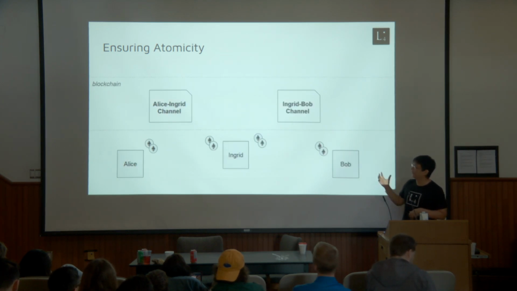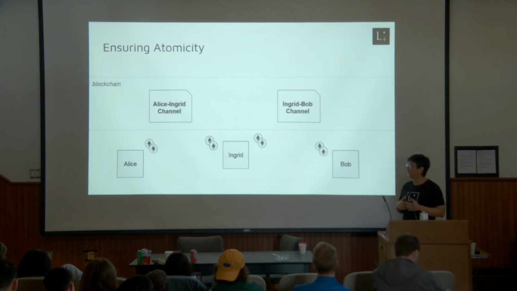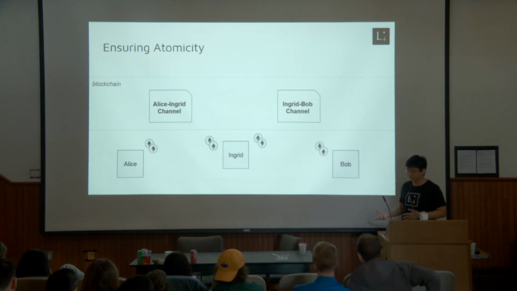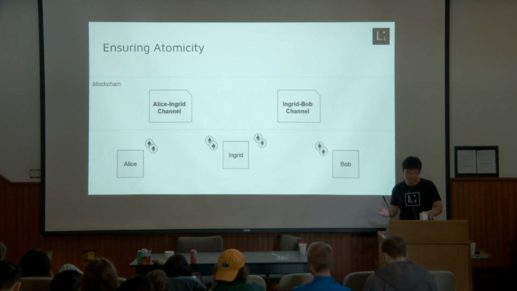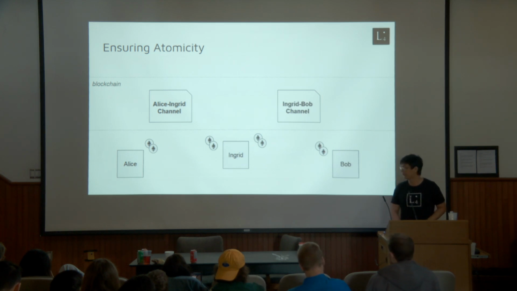And remember that these are in general separate channels. They are not a priori aware of each other's existence. The only thing is that Ingrid is a common participant between them. So how do you ensure the atomicity of this? Well, a general strategy that many mechanism designers, many people working in crypto, use again and again, a very common theme, is that you do it in conceptually 3 steps.